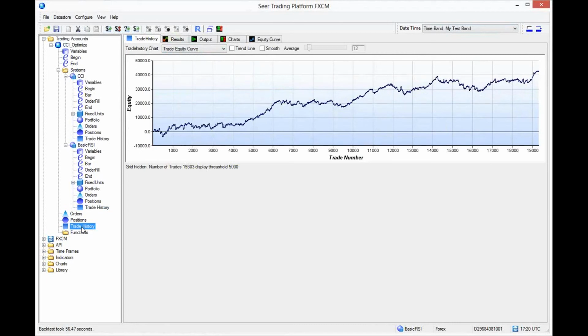So Seer has the ability to backtest single or multiple systems across multiple financial instruments. And of course, this gives it the ability to give you a real idea of what your exposure is from a cash and equity perspective on the market.